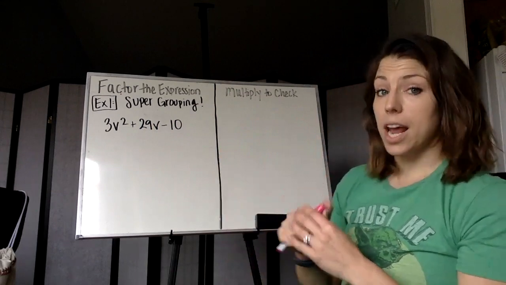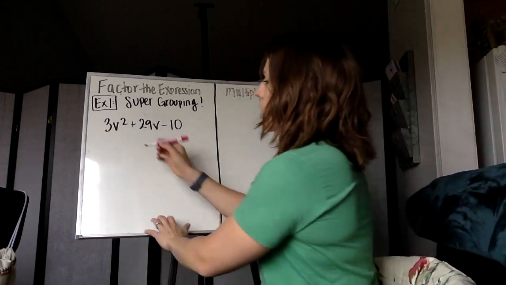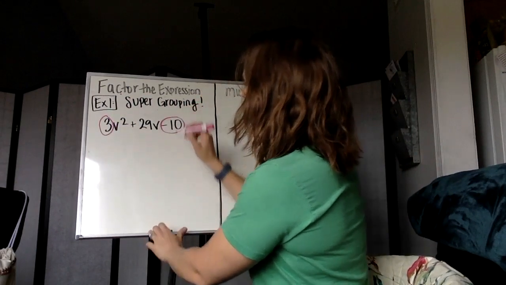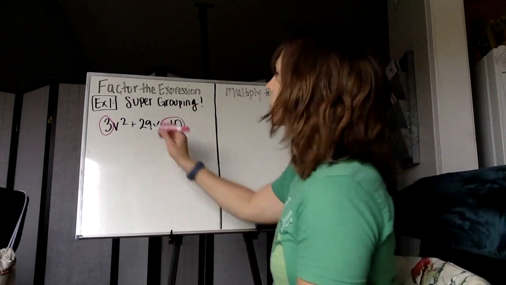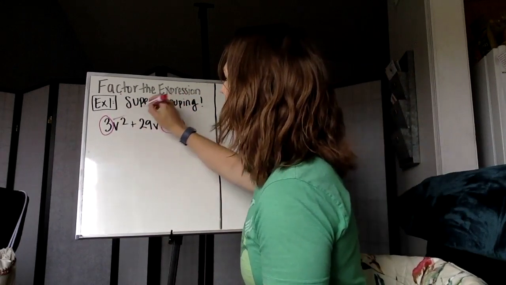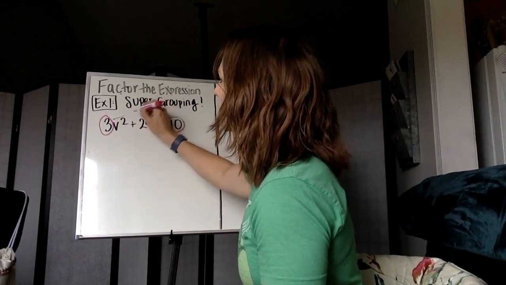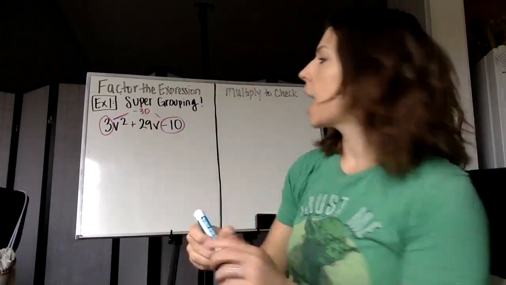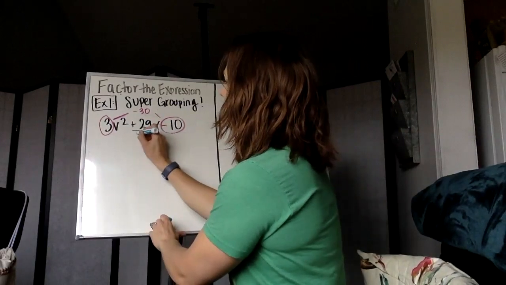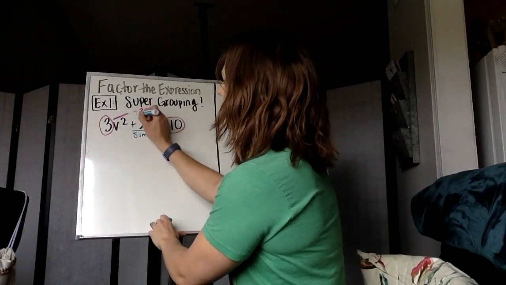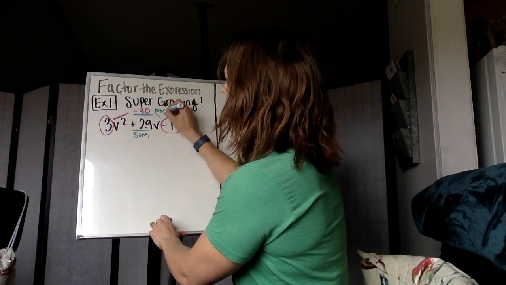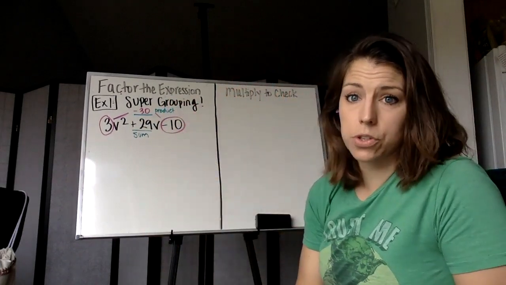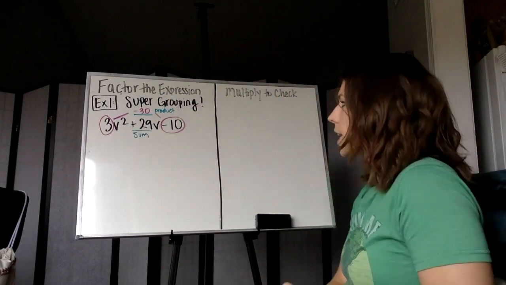But to find the product, you're going to do what? Two numbers have a product of the first coefficient times the last term. So 3 times negative 10 is negative 30. So when I play this P's and Q's game with a twist, I'm asking myself what two numbers have a sum of 29, but a product of negative 30, not a product of negative 10. It won't work if you try to do what two numbers have a product of negative 10.